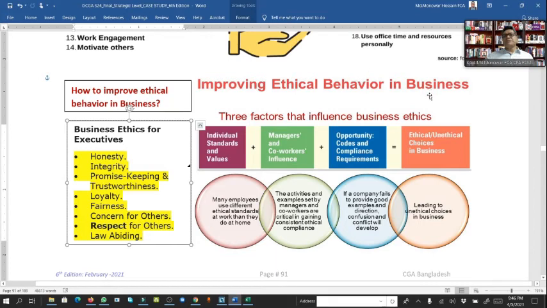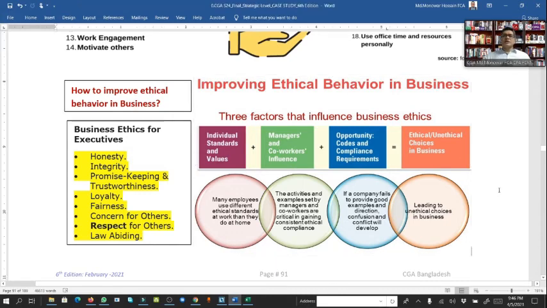And improving ethical behavior in business, how? There are different stages also: individual standard and value, plus managers' and workers' influence, plus opportunity, code and compliance requirements, then that equals the ethical choice of the business. Many employees use different ethical standards, and in the example, the company fails to provide the goods, so we have to adopt ethics for the organization.